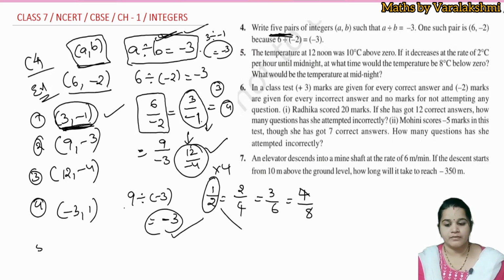Fifth one, simply change the sign of these integers, that is, minus 9 comma 3.